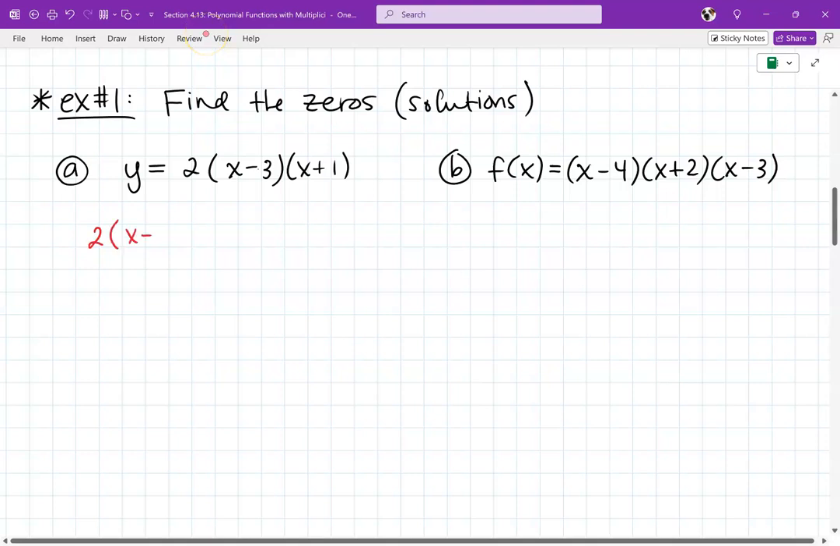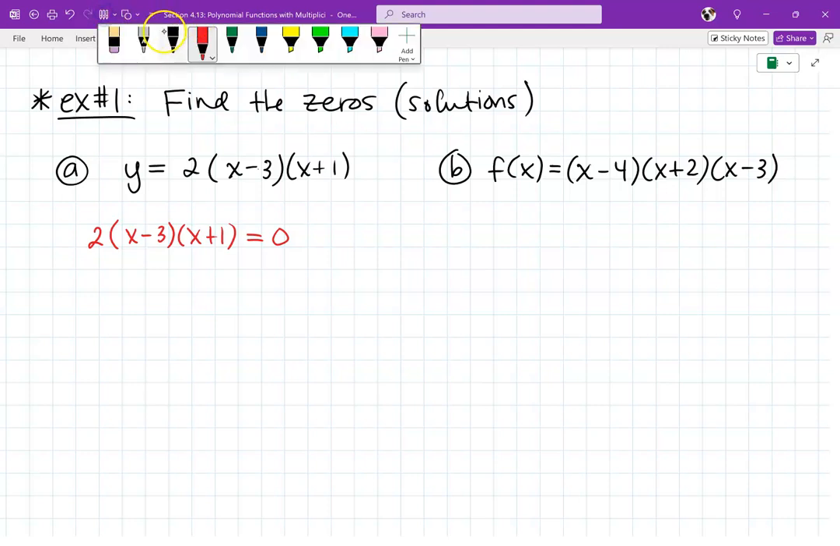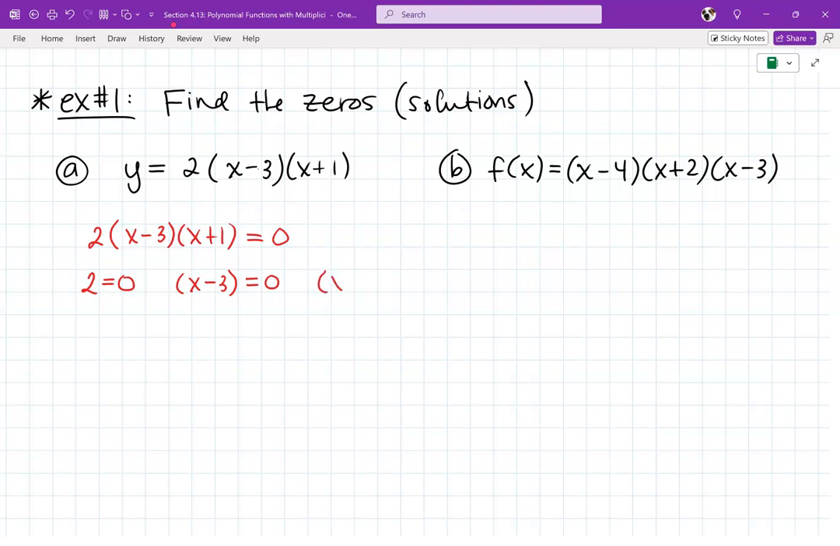2 times (x minus 3) times (x plus 1) equals 0. And then you're supposed to break it apart. Remember how we used to do that, right? Once you have everything set equal to 0, you say, okay, this is equal to 0, this is equal to 0. We're using the zero product property from Algebra 1. So 2 equals 0, x minus 3 equals 0, x plus 1 equals 0.